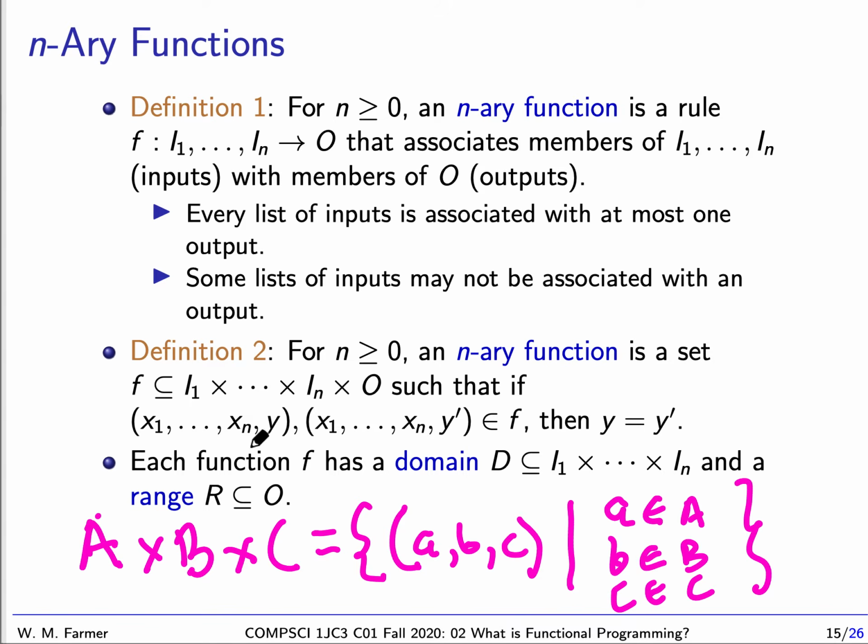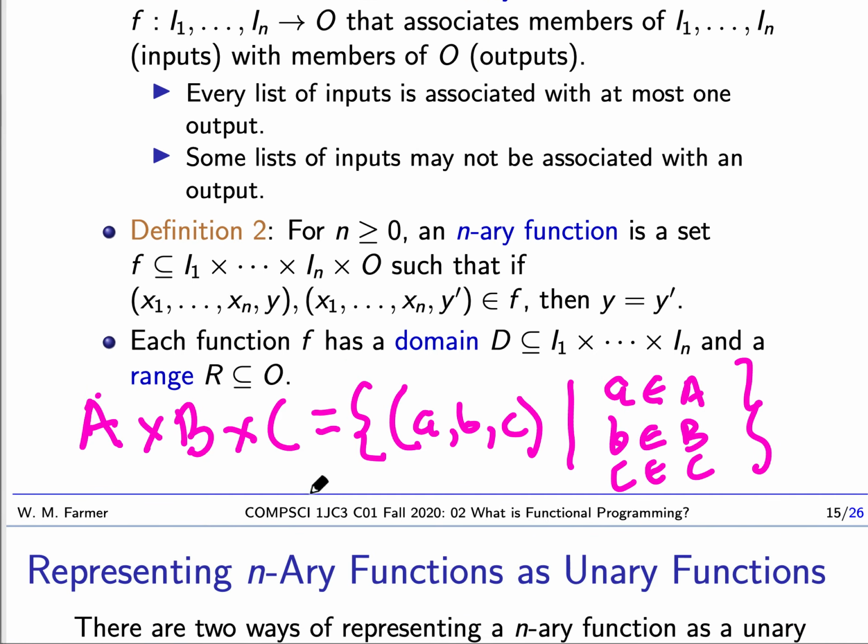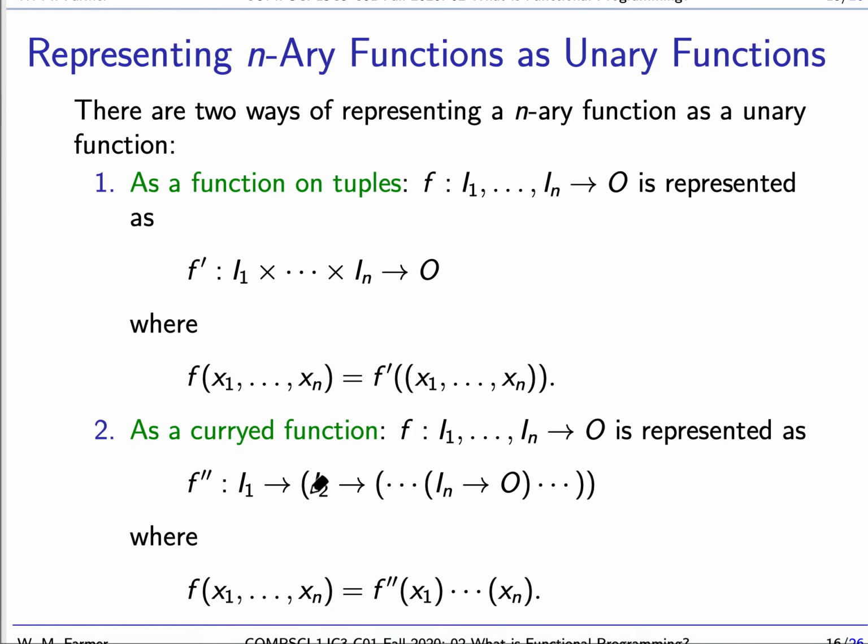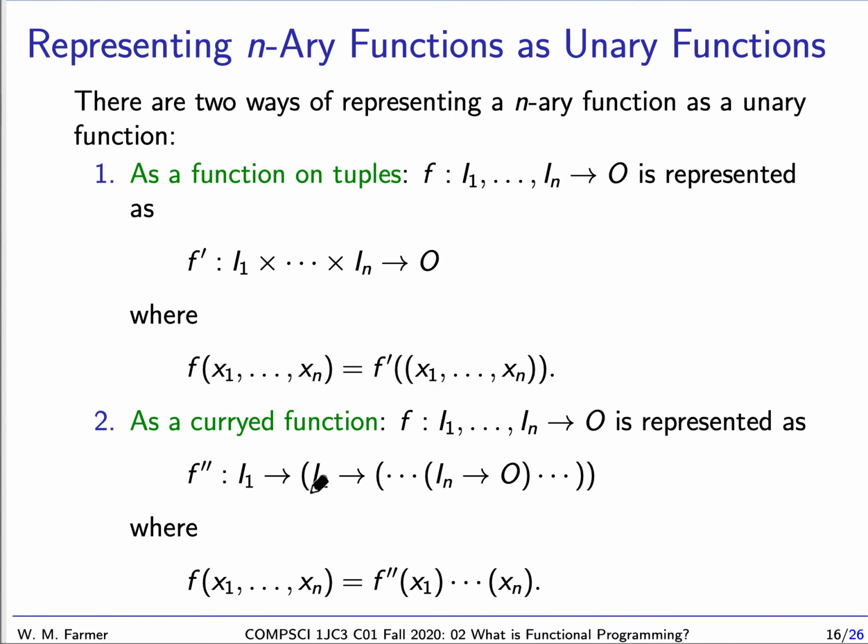In this case, we have a Cartesian product of 3. So that is what an N-ary function is as a set. And again, we can define the domain and range in just the same way. Now, the interesting thing, which you may have already discovered, is that in Haskell, all functions are N-ary. In Haskell, we only have N-ary functions.